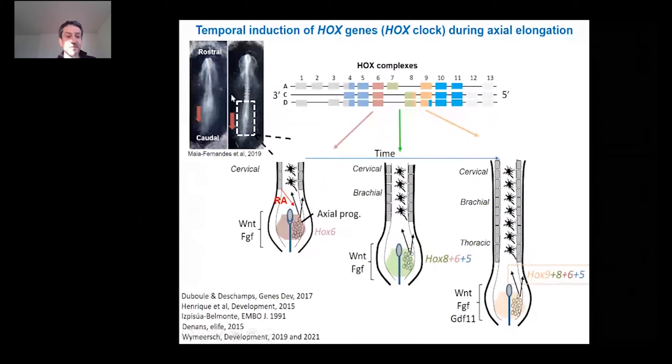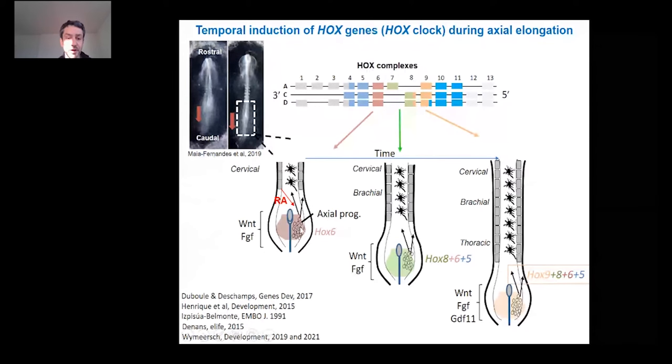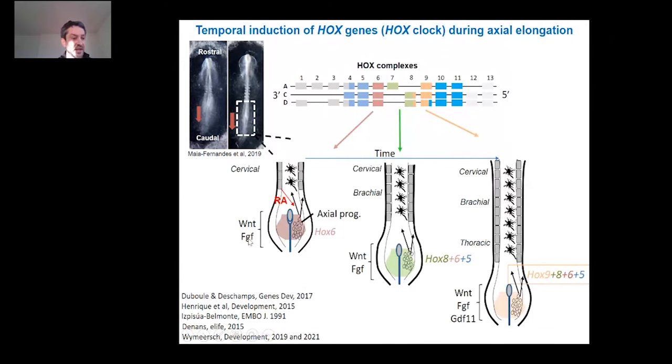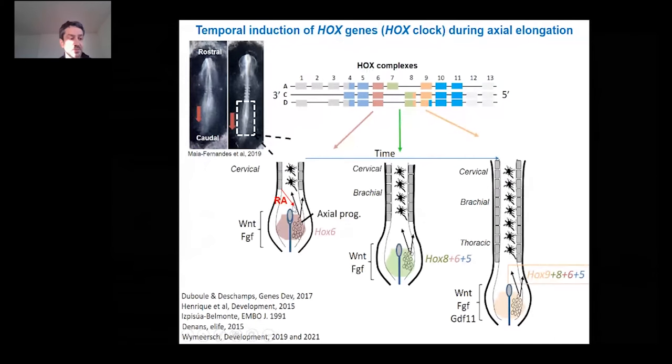In these tissues, somites and nervous system, the Hox regionalized expression is initiated by the temporal activation of Hox genes from 3' to 5' in axial progenitors that are located in the caudal end of the embryo and that fuel embryo axial elongation during embryogenesis. Axial progenitors are specified by Wnt and FGF signaling, and will progressively differentiate into mesodermal or neuronal progenies.